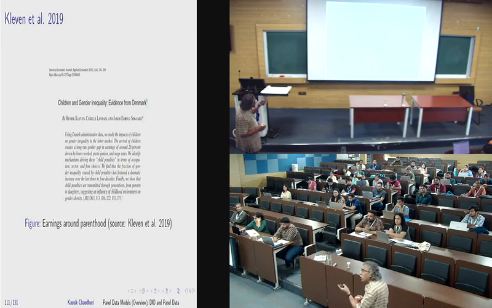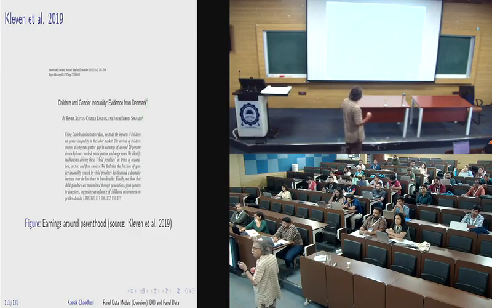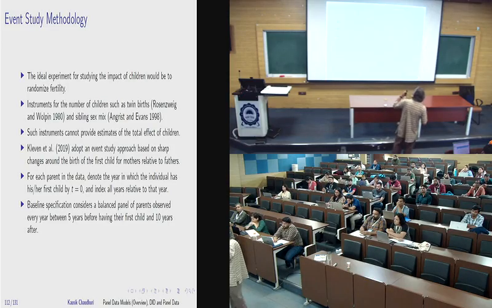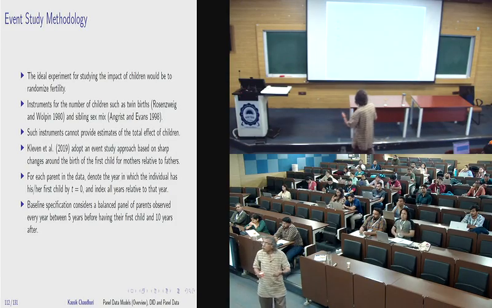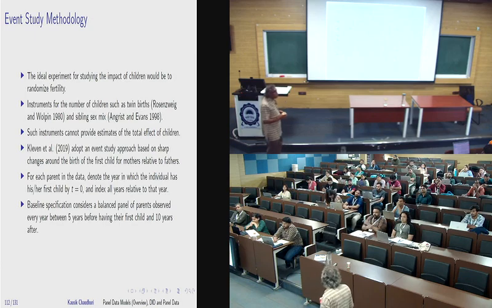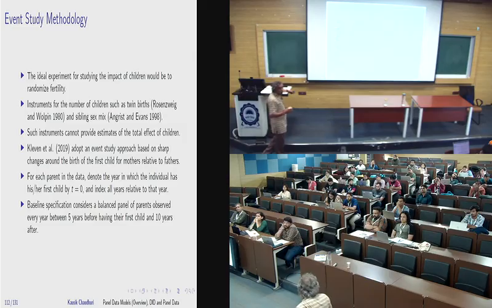It's a very famous paper by Kleven which talks about children and gender inequality, evidence from Denmark, and basically the figure I will show you is over there. So I'll come to that. So the ideal experiment, in one way to think about it, to study the impact of children would be to randomize fertility. Clear? Instrument for the number of children, such as twin birth, one of the classic instruments, is the twin birth, and sibling sex mix that's being used for the new birth.